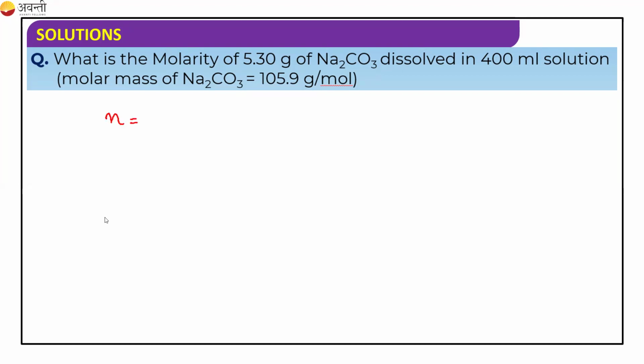Number of moles is equal to mass divided by molar mass. So the given mass of sodium carbonate is 5.30, divided by the molar mass of sodium carbonate, which is 105.9. Has anyone got the answer by dividing these two numbers for the number of moles?